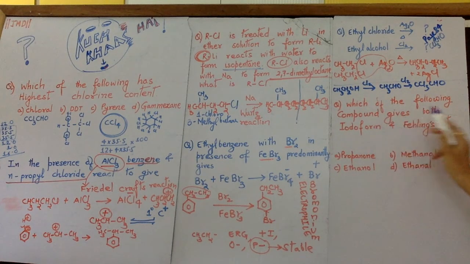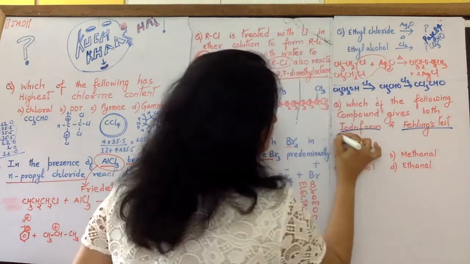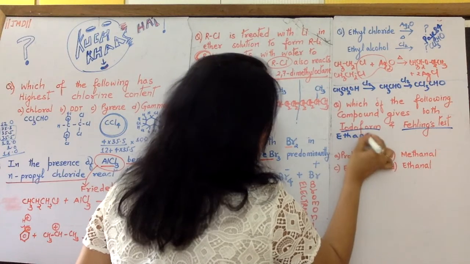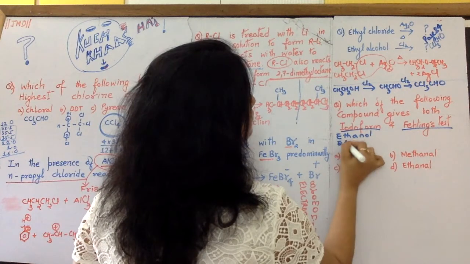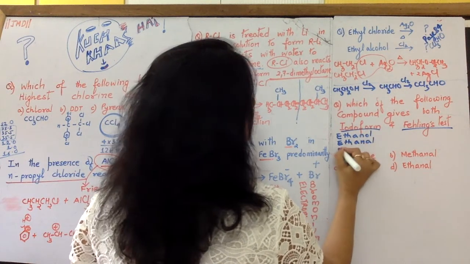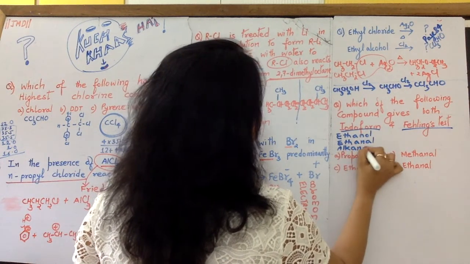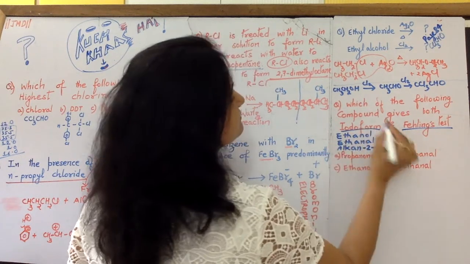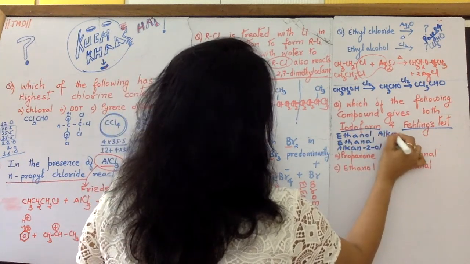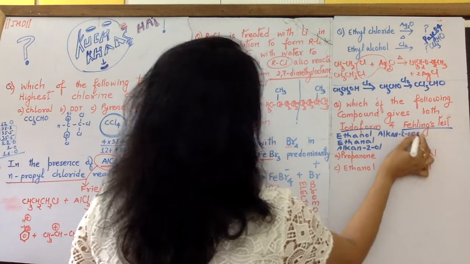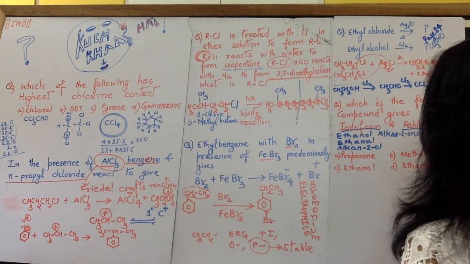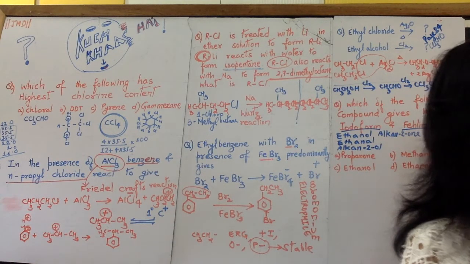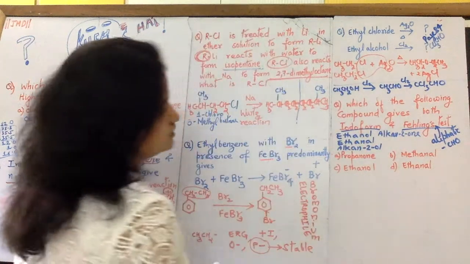Which of the following compounds gives both iodoform and Fehling? See, iodoform test is given by whom? Ethanol. Only one primary alcohol gives iodoform test, ethanol. Only one aldehyde gives iodoform test, ethanal. Only secondary alcohols having OH on second carbon give iodoform test, and only ketones having the carbonyl group at second carbon give this test. While Fehling test is given by aliphatic aldehydes and not aromatic. Aliphatic aldehydes. Okay. So let us check.